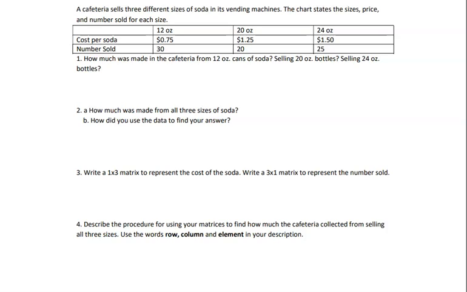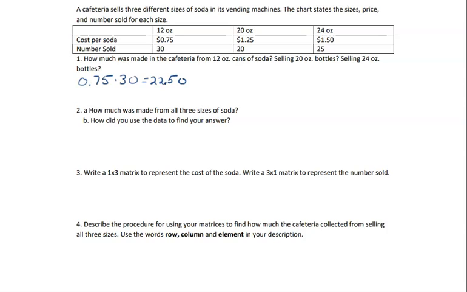Well, for a 12-ounce can of soda, the cafeteria would make 75 cents. So 75 cents times how many are sold, which is 30. And 75 times 30 is 22.5, or $22.50.